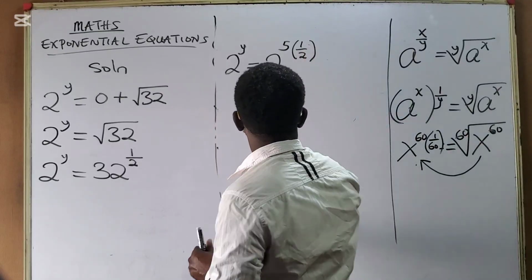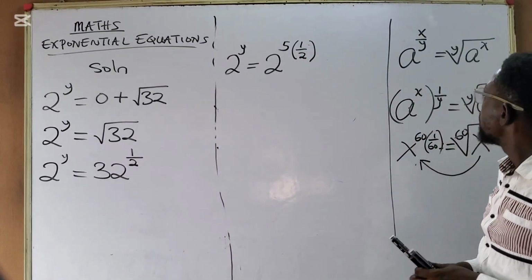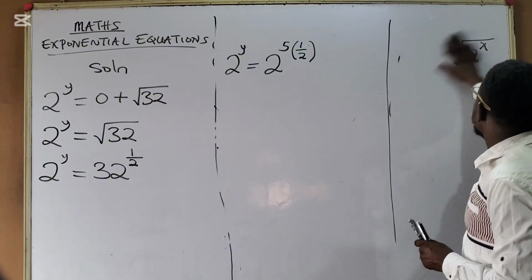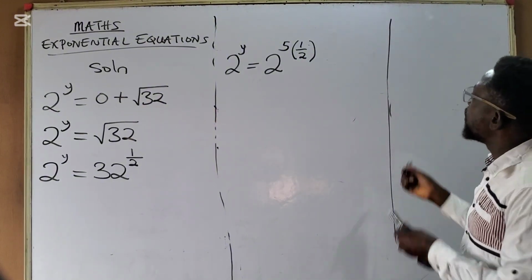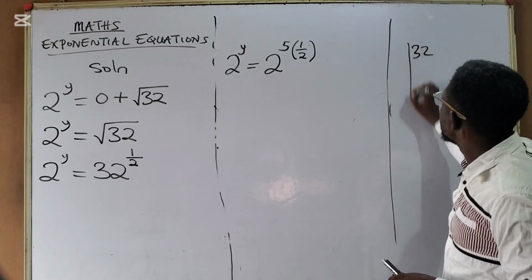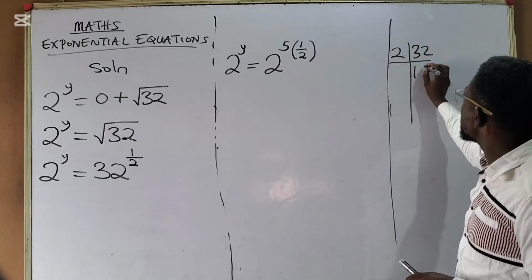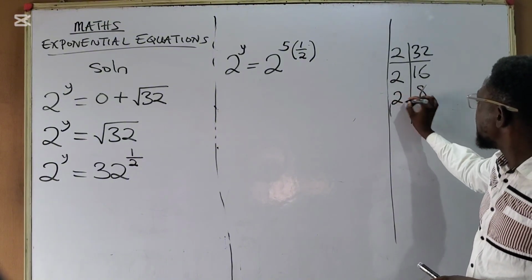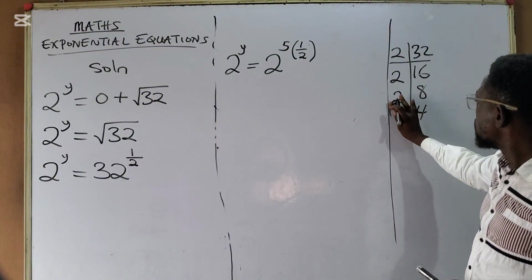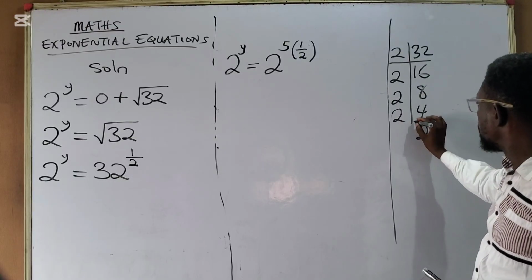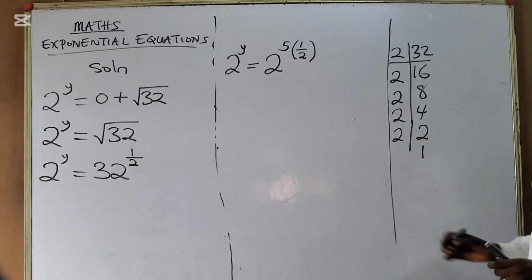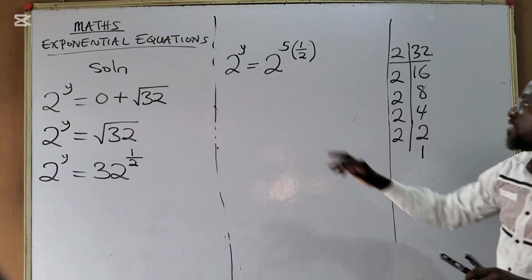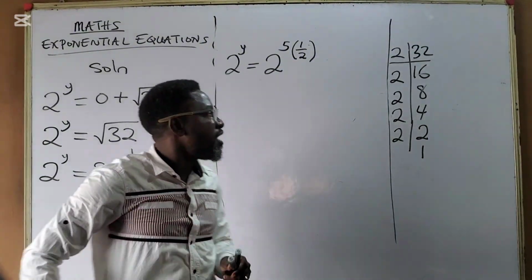If you are wondering how we got 2 raised to the power 5, again we can divide. We have 32. 32 divided by 2 is 16. 16 divided by 2 is 8. 8 divided by 2 is 4. 4 divided by 2 is 2. And 2 divided by 2 gives us 1. So if we count, we have 1, 2, 3, 4, 5. And that's 2 raised to the power 5.